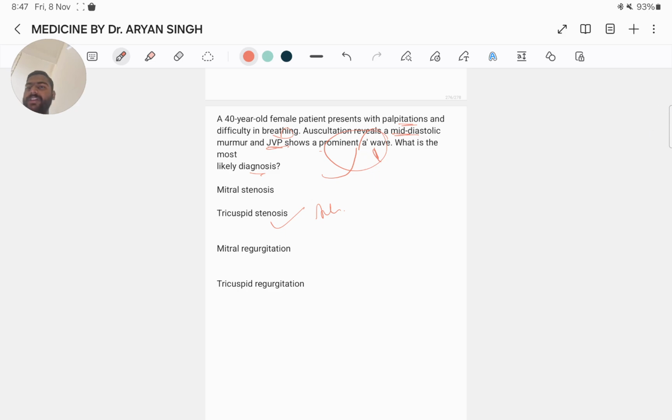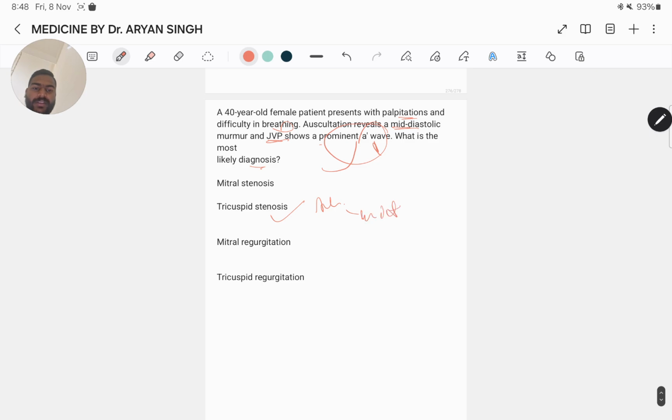This is because a mild diastolic murmur is seen in tricuspid stenosis and mitral stenosis. Prominent A wave is seen in tricuspid stenosis. It is also seen in long-standing mitral stenosis, where pulmonary artery hypertension will be present. Since no features of PAH are present in the patient, mitral stenosis can be ruled out.